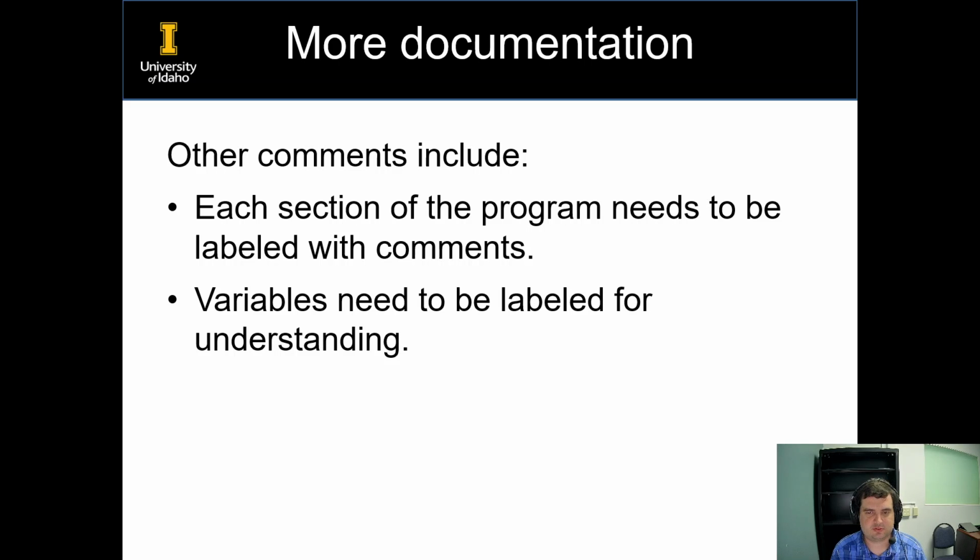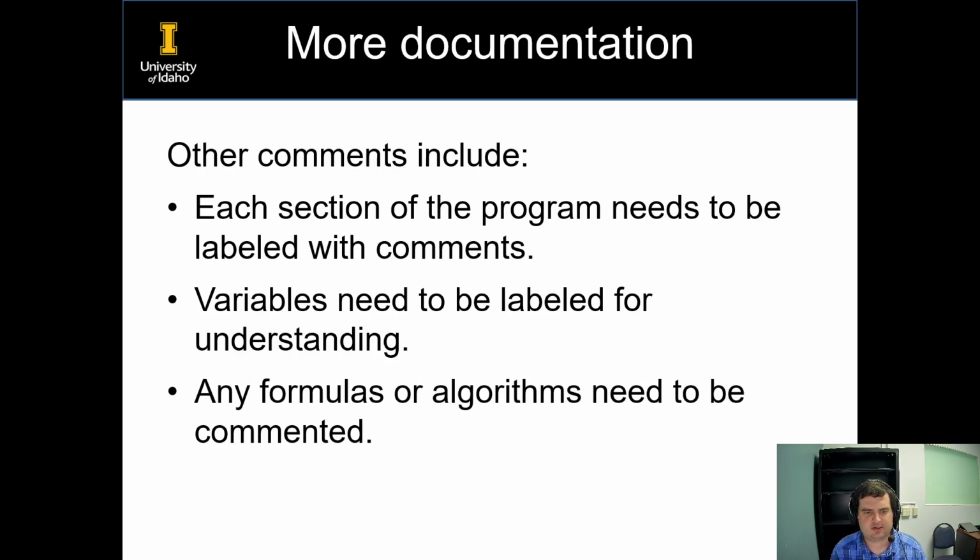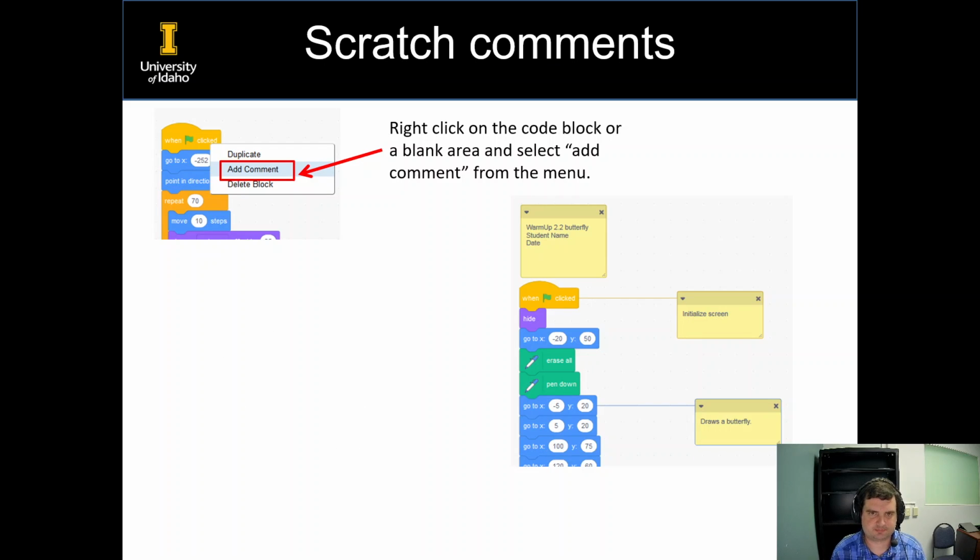Variables. You need to kind of label variables, and variables should also be well named. We'll talk more about naming variables well in a future lesson. And also any formulas or algorithms need to be commented. Where did you get that specific math from? Why did you make that decision? What choices did you make? What variables did you use? So kind of what is it supposed to look like, so that if there's a math issue, you can go and find that pretty easily.